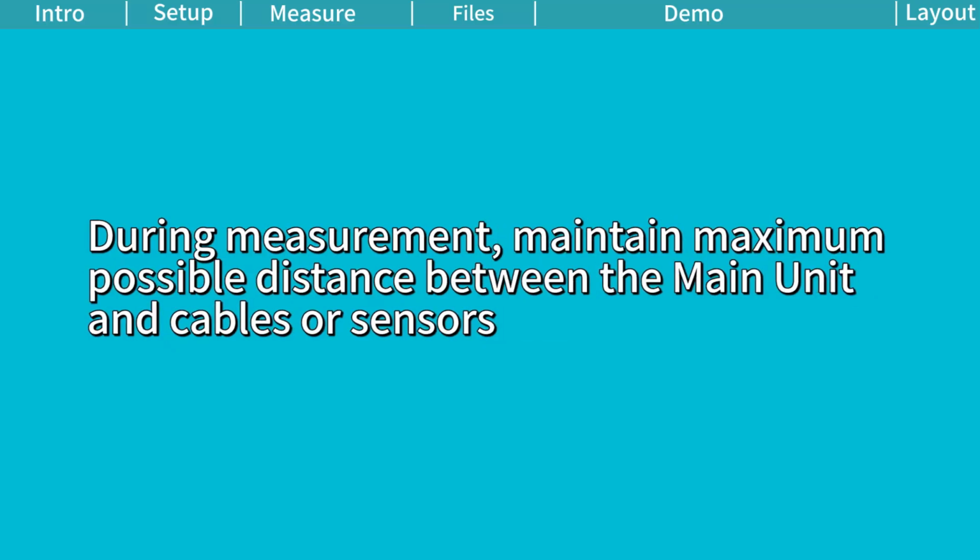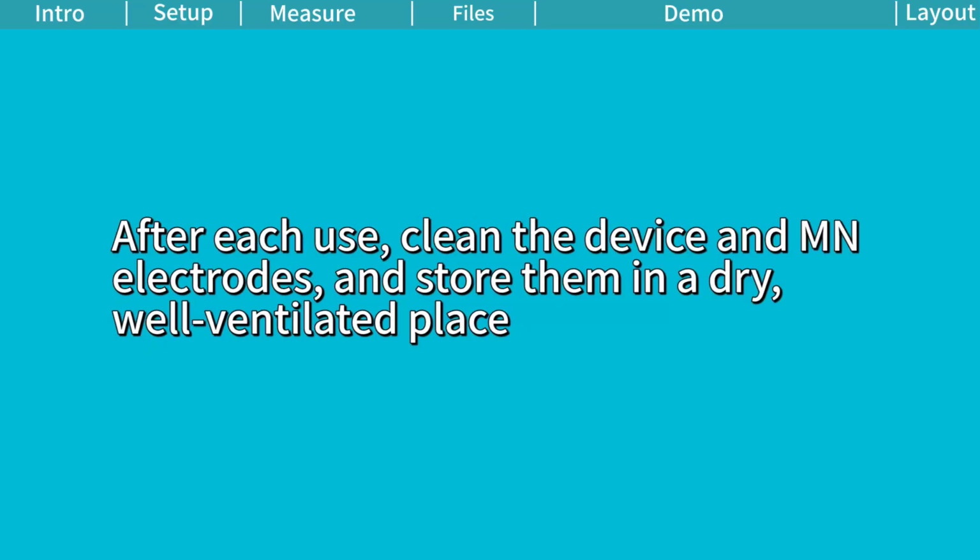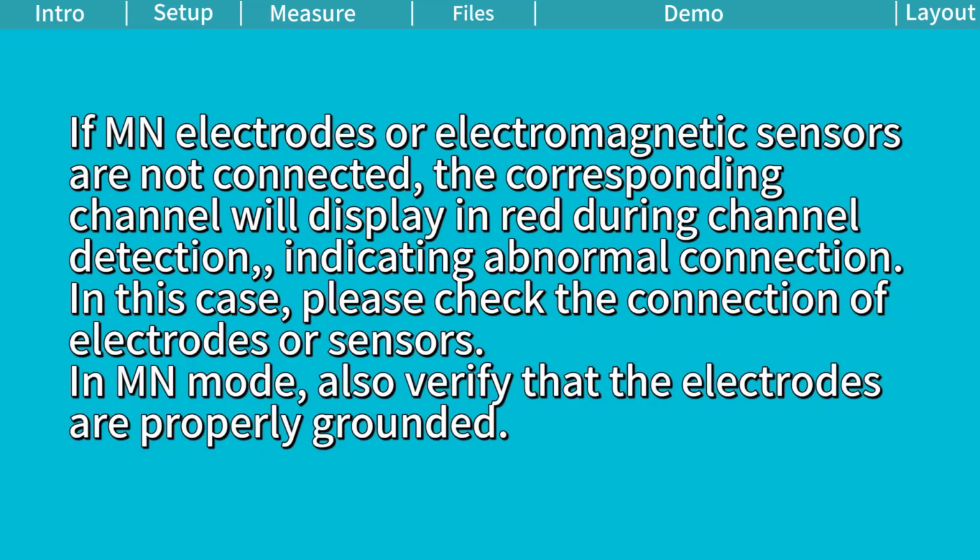During measurement, maintain maximum possible distance between the main unit and cables or sensors. After each use, clean the device and M and N electrodes, and store them in a dry, well-ventilated place. If MN electrodes or electromagnetic sensors are not connected, the corresponding channel will display in red during channel detection, indicating abnormal connection. In this case, please check the connection of electrodes or sensors in MN mode. Also verify that the electrodes are properly grounded.